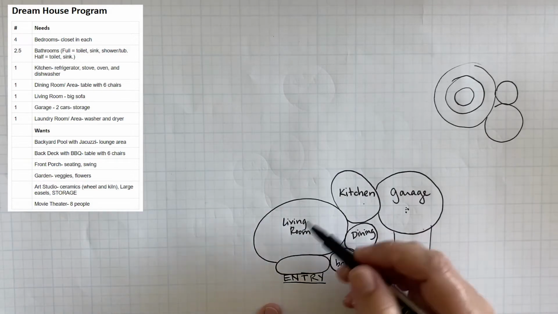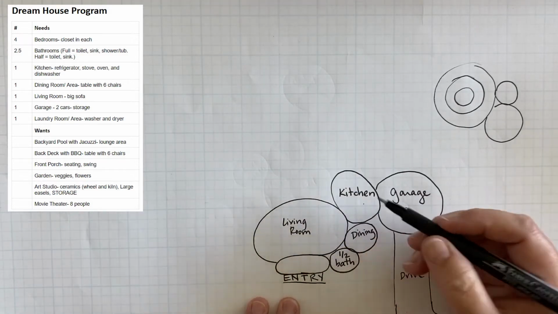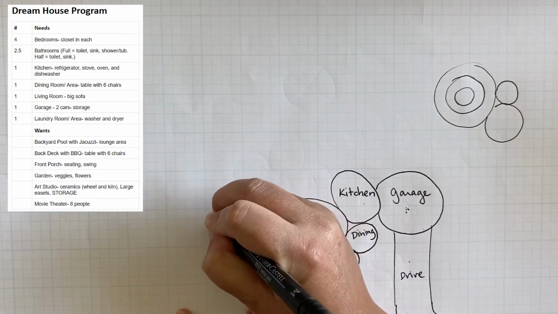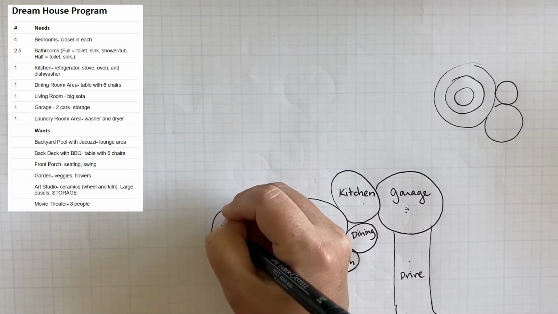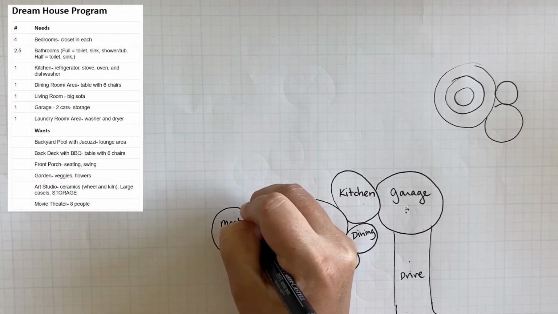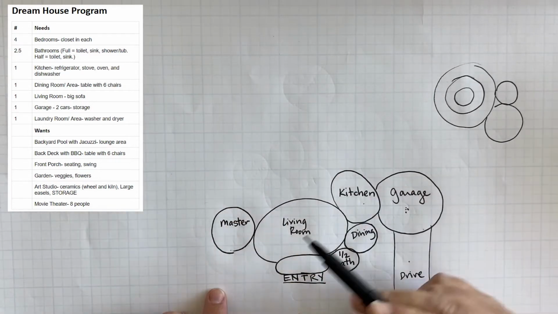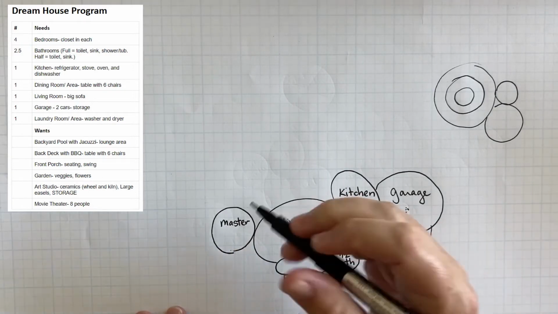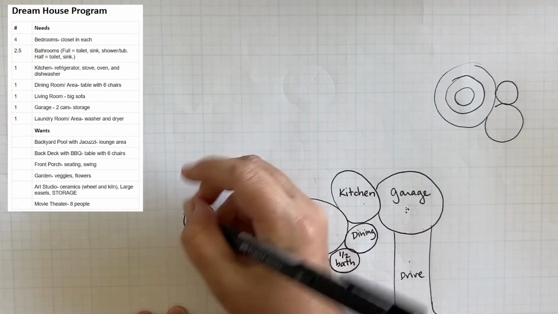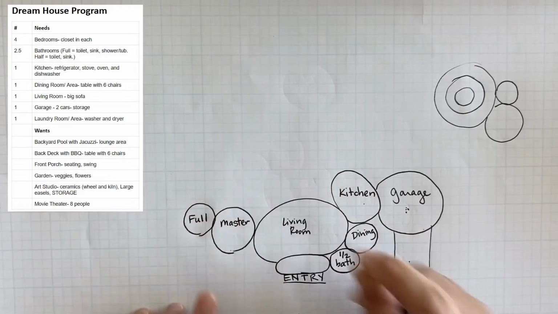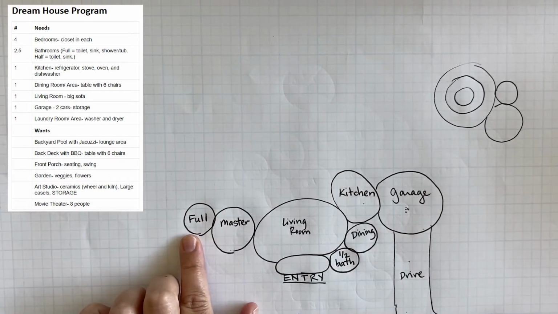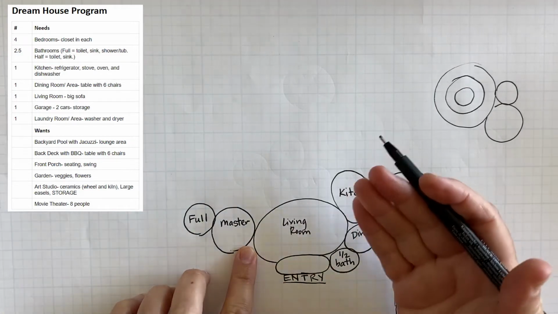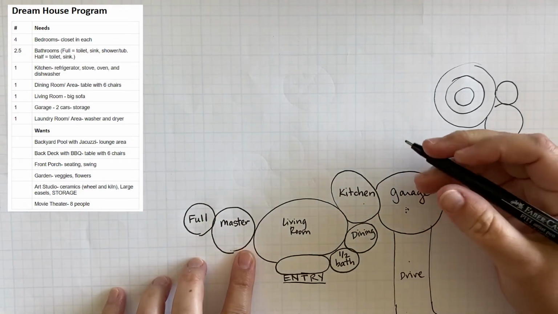So our bedrooms will be off to the side, and we have 4 bedrooms. One of the bedrooms I want to make a master bedroom. And master bedrooms are usually a little bit bigger, but the main thing that sets them apart is they have their own full bathroom. So I'm going to put my first full bathroom attached to my master bedroom. My other 3 bedrooms will share the other full bathroom.